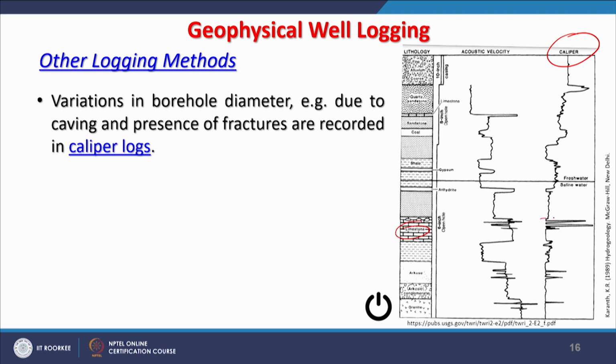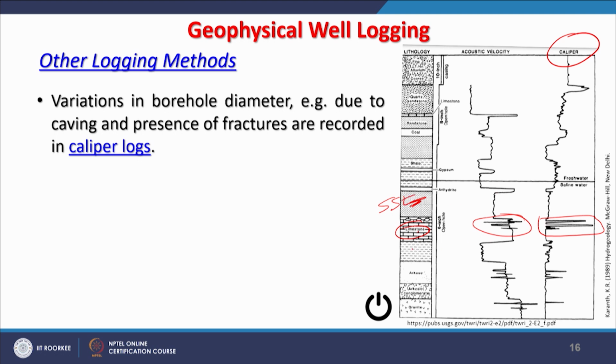Like here, what we are seeing is the limestone and we are getting the caves here, and the caliper, that means the diameter of the well at this location, has gone very wide, and a sort of cavity has been encountered, and that is what is recorded here. Even in acoustic velocity, a lot of variations are seen because of this cave. Whereas in the case of sandstone, which is here, you do not have those variations.